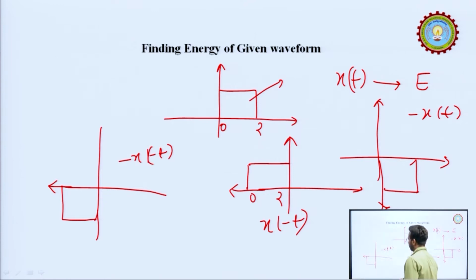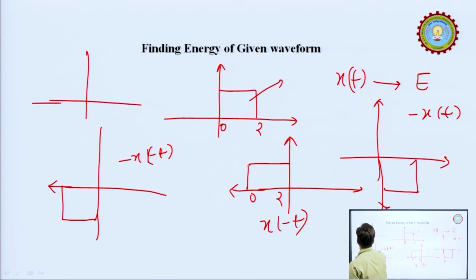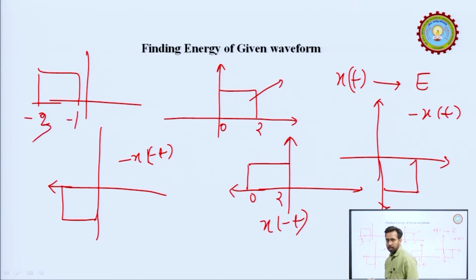So you can see, even if you do these operations, time reversal, amplitude reversal, or time shifting, if you shift the signal towards the left, minus 2, minus 1, minus 3, then these operations, that is time shifting, time scaling, amplitude reversal or time reversal, do not have any effect on the energy of the signal.